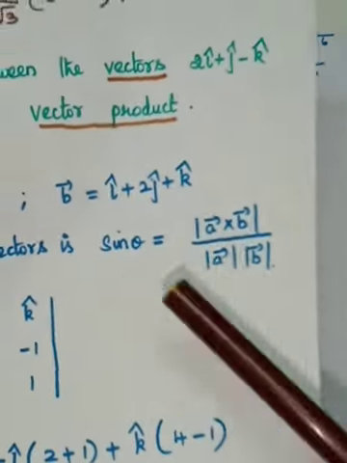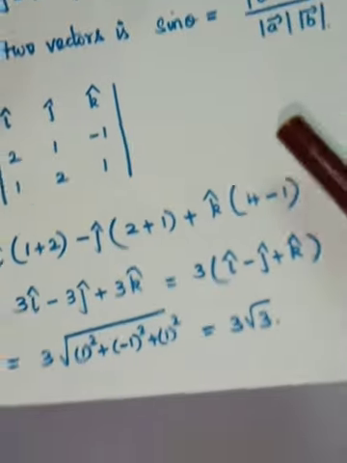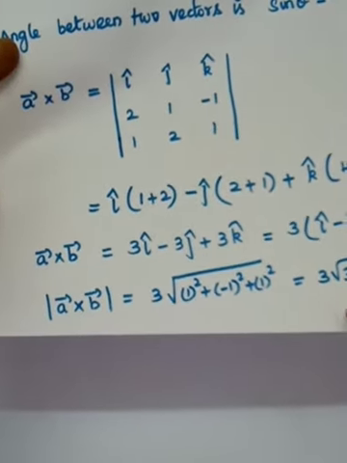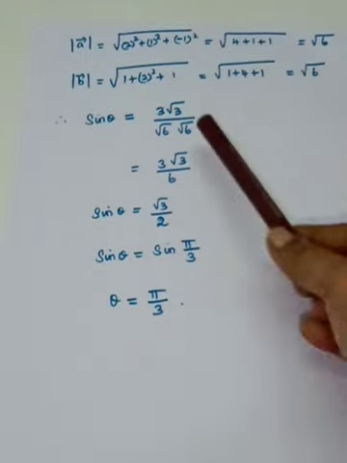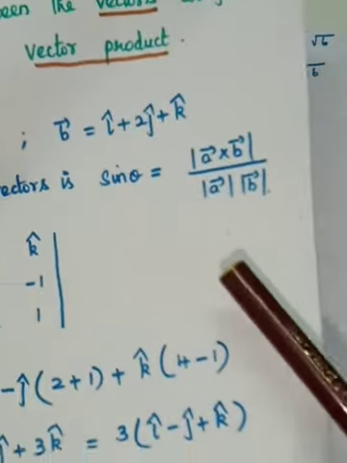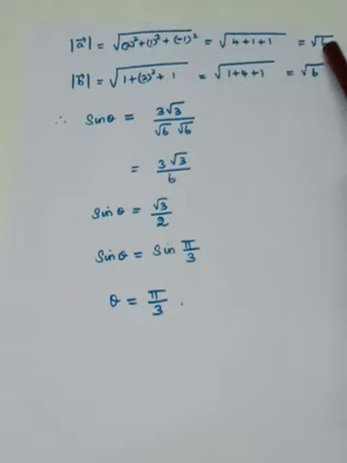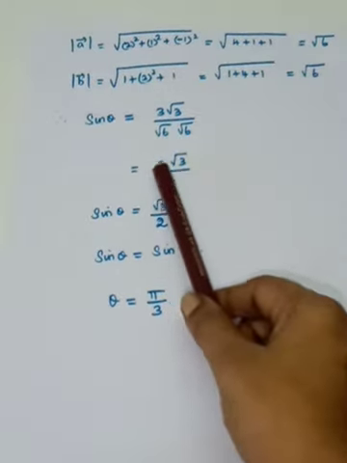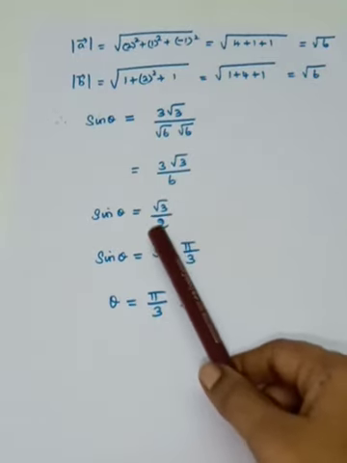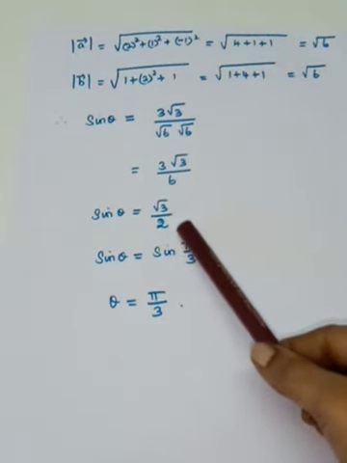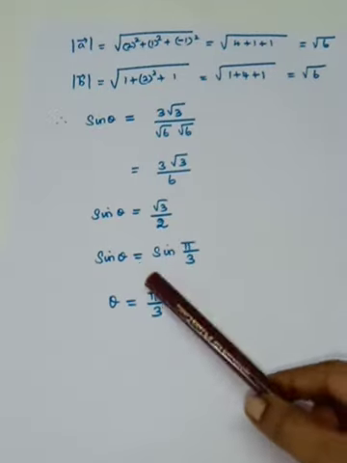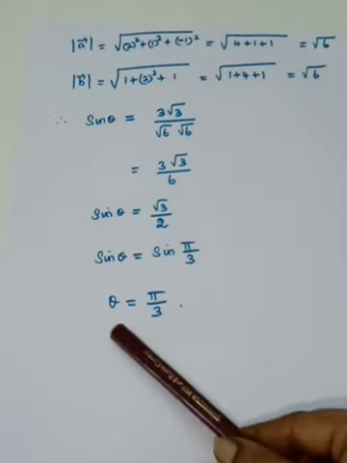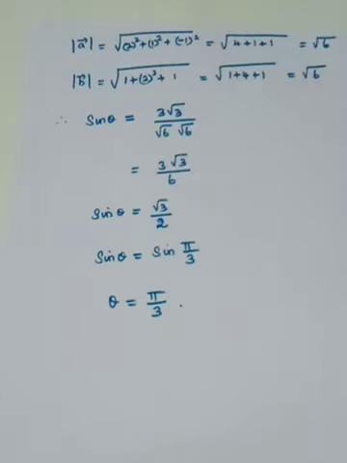So substitute in the formula: sine theta is equal to modulus of A cross B. Modulus of A cross B is what? It is 3 root 3. It is substituted. Divided by, in the formula, modulus of A vector, that is root 6, and modulus of B vector also root 6. Root 6 into root 6 is 6. 3 and 6 get cancelled. So root 3 by 2. Sine of which angle has root 3 by 2 value? Sine 60 degree, so sine pi by 3. So when you compare, theta is equal to pi by 3. So using vector product, the angle between the two vectors is equal to pi by 3. Thank you, students.